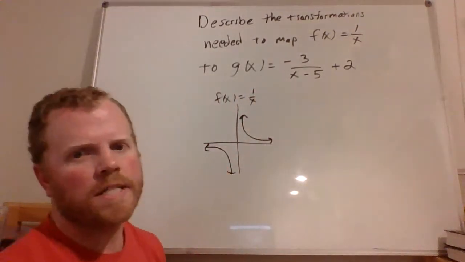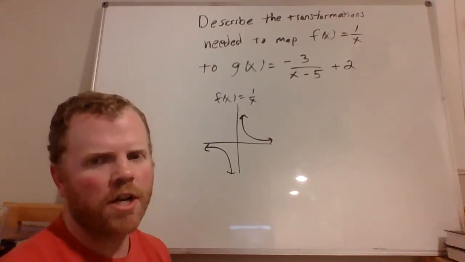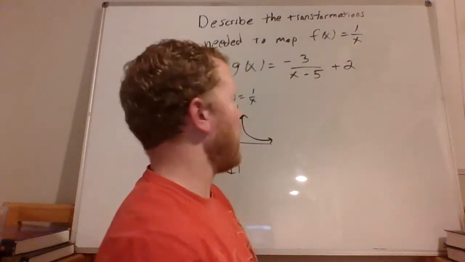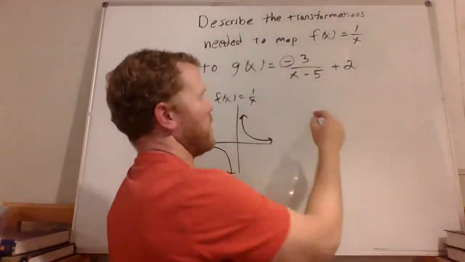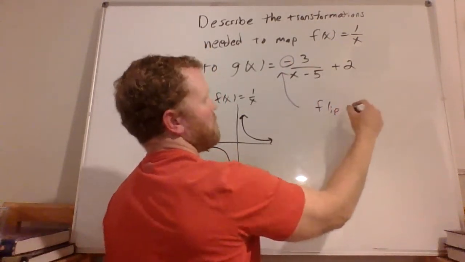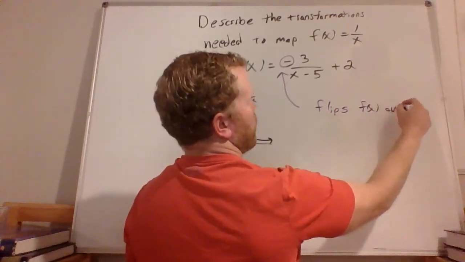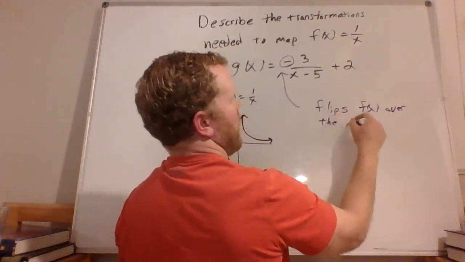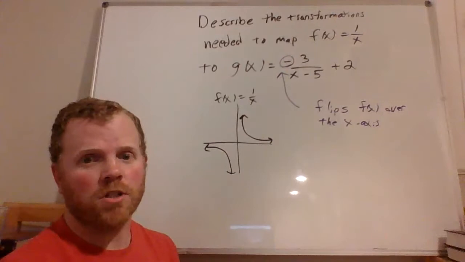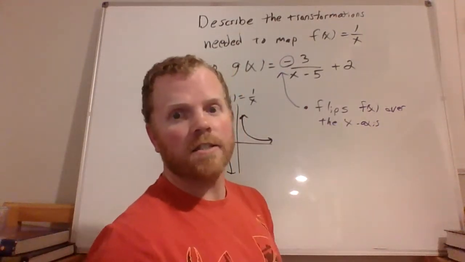And really, what it's getting at is what are all these numbers doing and changing f of x to make it g of x. So let's start with this big old negative sign in front. That negative flips f of x over the x-axis. That's what that does as a transformation. So first thing, we've got a flip over the x-axis.